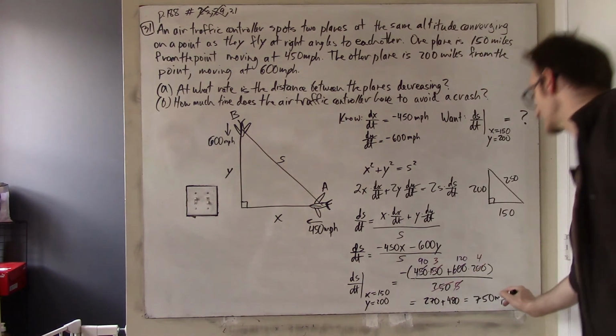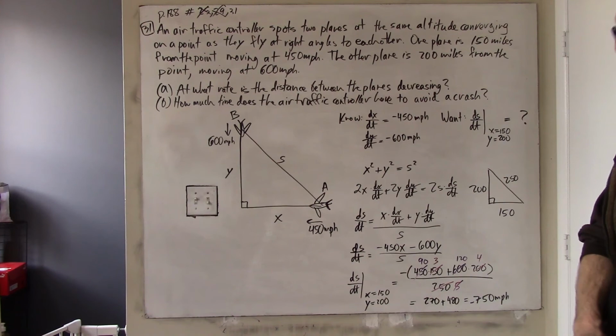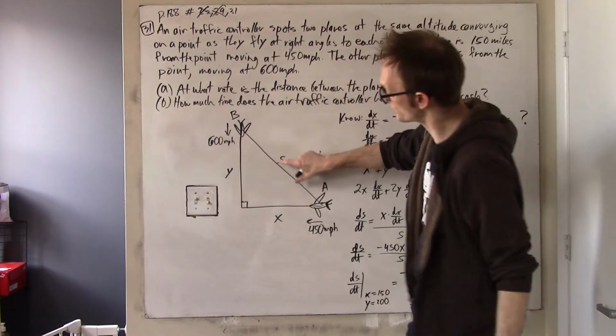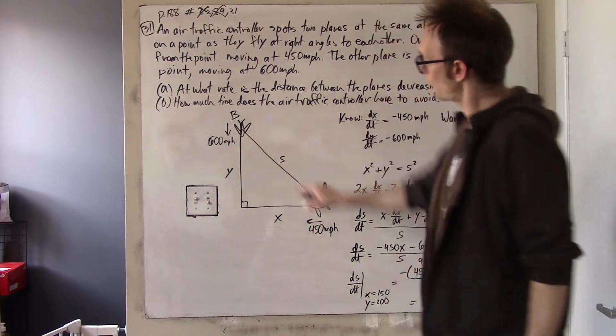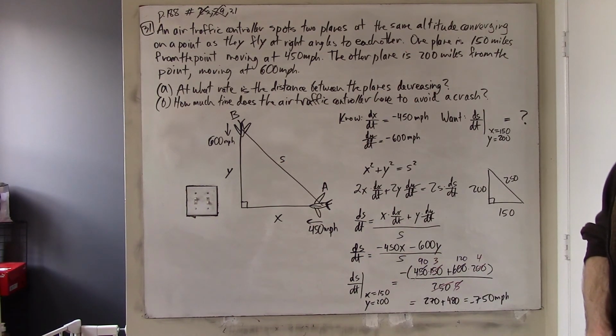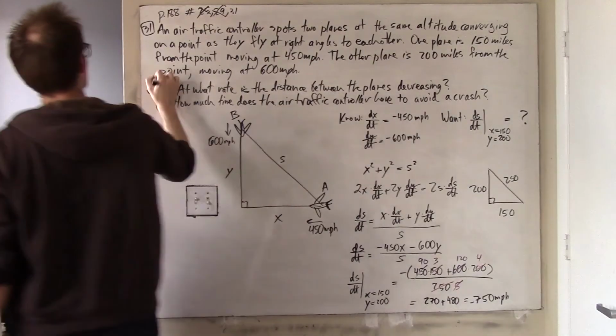Now, technically there's this negative in here, so the real answer to ds/dt is negative 750, which makes sense because, of course, as the planes are flying closer and closer to each other, s is getting smaller, so the rate of change of s will be negative. Okay, so that was the calculus problem, and now comes the cute little follow-up.